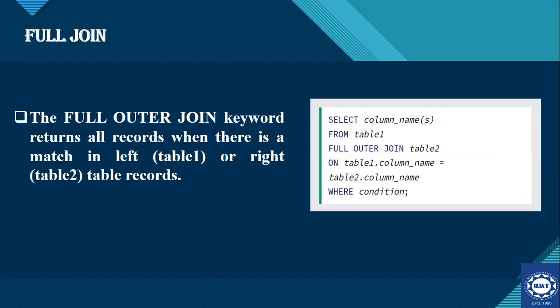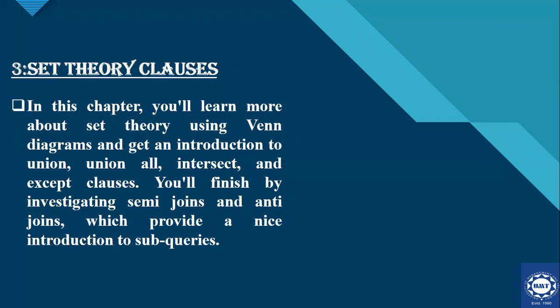The third most important chapter of this course is set theory clauses. In this chapter, you'll learn more about set theory using diagrams and get an introduction to union, union all, intersect and except clauses. You'll finish by investigating semi-joins and anti-joins, which provide a nice introduction to subqueries.